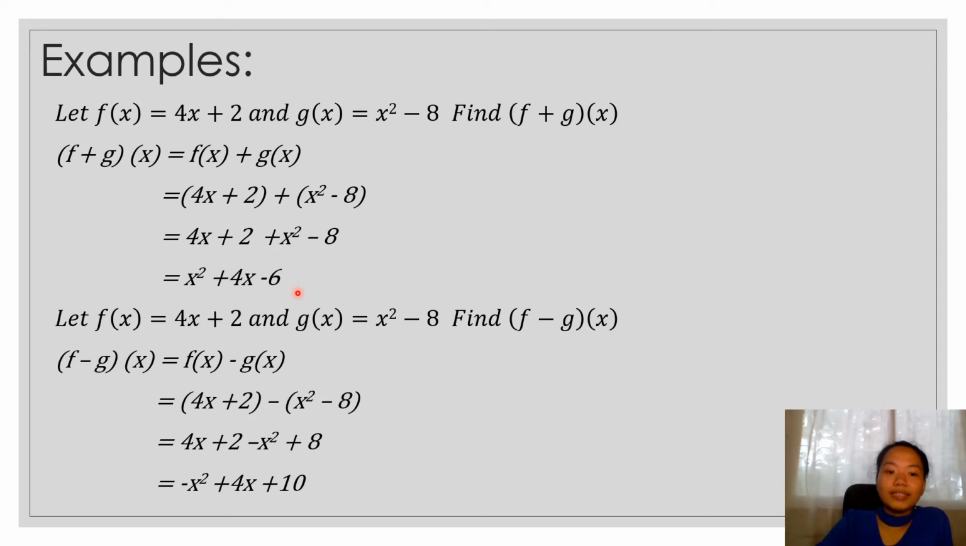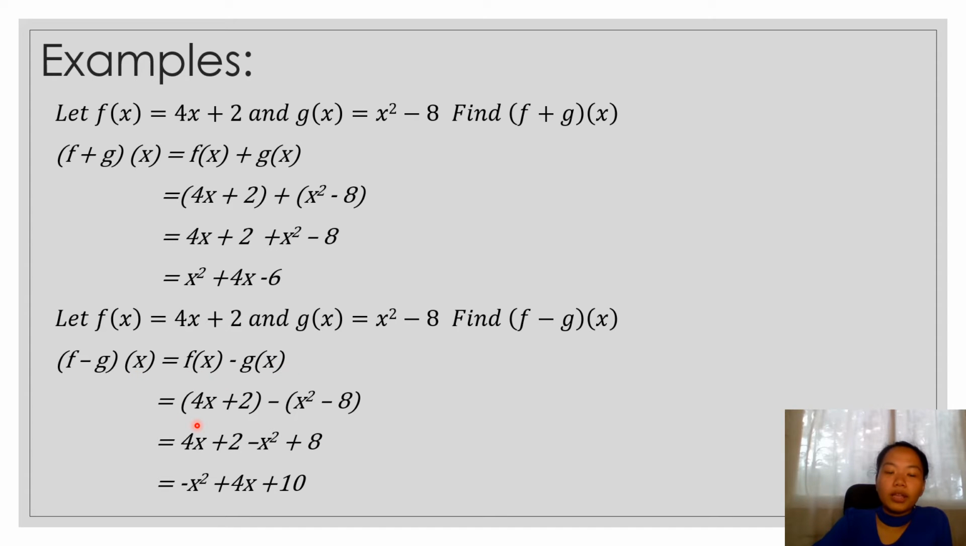The second example is subtraction. Let f of x equal 4x plus 2 and g of x equal x squared minus 8. Find quantity f minus g of x. So quantity f minus g of x is equal to f of x minus g of x.